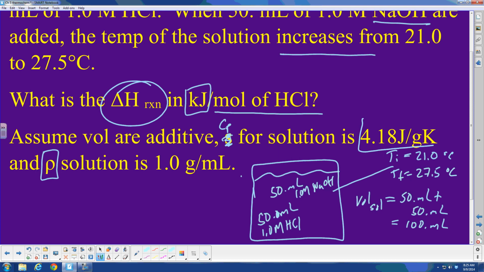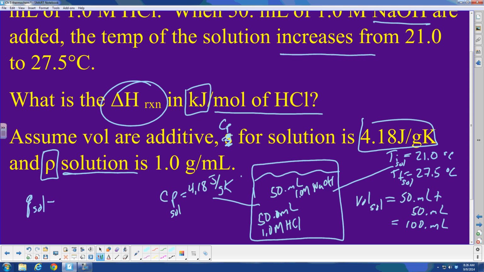What else do they tell me? My C sub P of the solution, initial temp of solution, final temp of solution. C sub P solution is 4.18 joules per gram Kelvin. And they tell me the density of the solution. Why do I need the density of the solution? Well, I want to get Q solution, and Q solution is equal to M solution, C sub P solution, delta T solution, right? Good. Now, do I have M solution? No, but I have what?